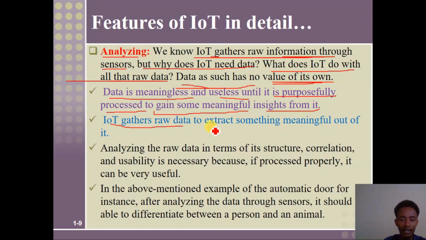So IoT gathers the data in order to extract some meaningful information from it. It collects the data in order to analyze it and extract the hidden knowledge. In order to extract the hidden knowledge from that data, it has to be analyzed. Unless the data is analyzed, the IoT device cannot understand or extract meaning from it. So in order to make a decision for the objective it has been launched for, the data is collected from the environment.